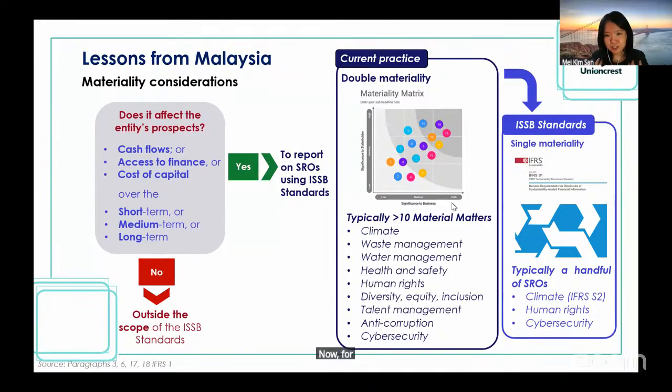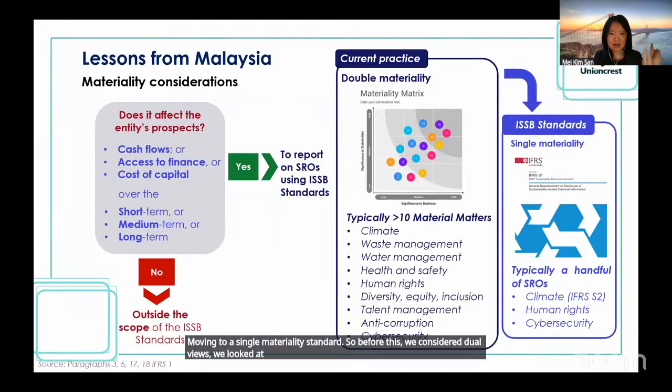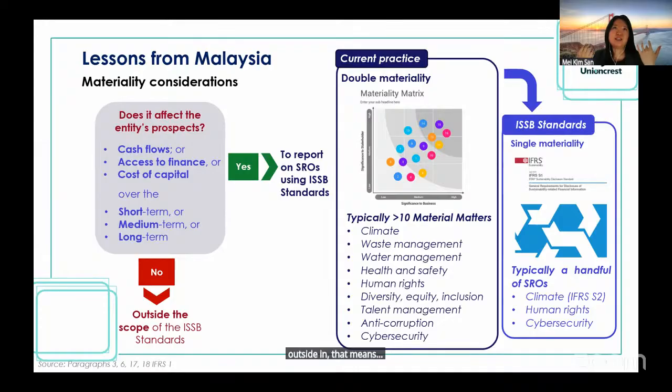Now, for those of us who are moving to the ISSB standards, we are suddenly moving to a single materiality standard. So before this, we considered dual views. We looked at outside in, that means does floods do any harm to me? Does carbon tax do any harm to me? To an inside out, where I'm looking at what externalities my company creates. So that means waste. I generate waste. What do I do for my community investment?